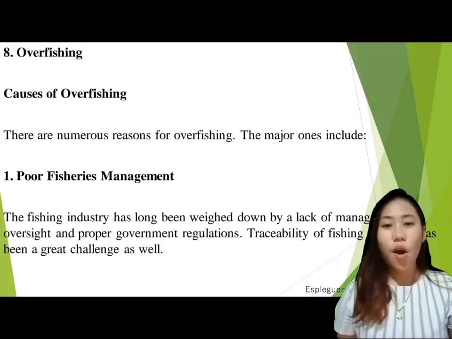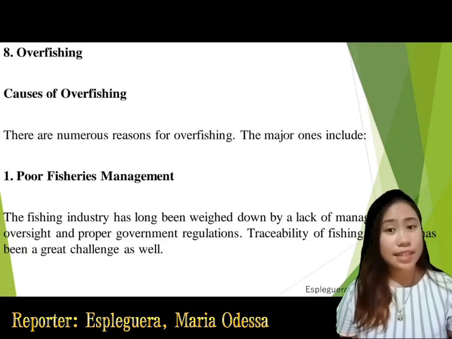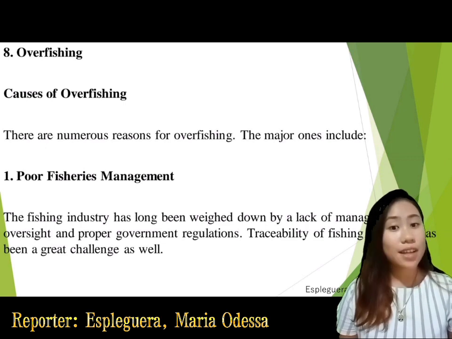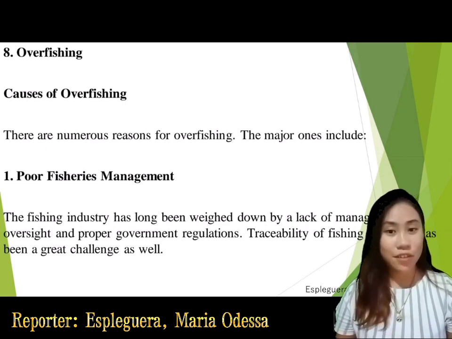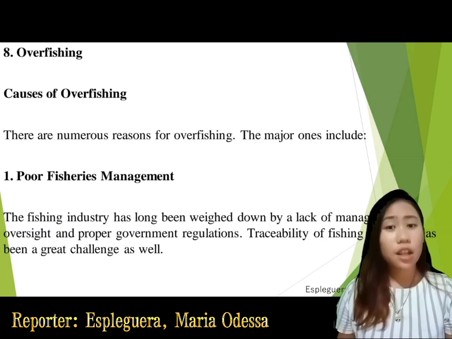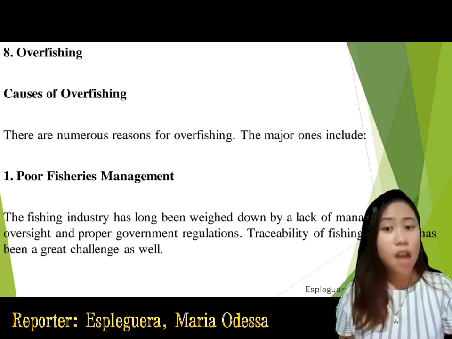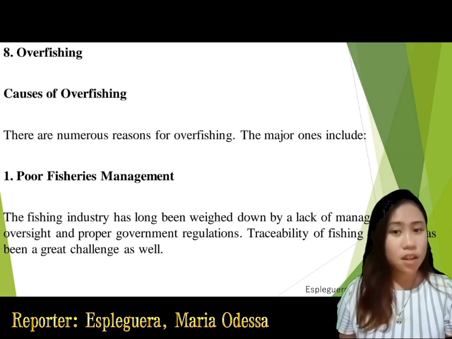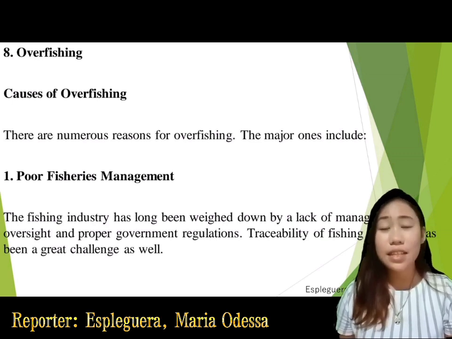Overfishing. There are numerous reasons for overfishing. The major ones include, first, the poor fisheries management. The fishing industry has long been weighed down by a lack of management oversight and proper government regulations. Traceability of fishing activities has been a great challenge as well.